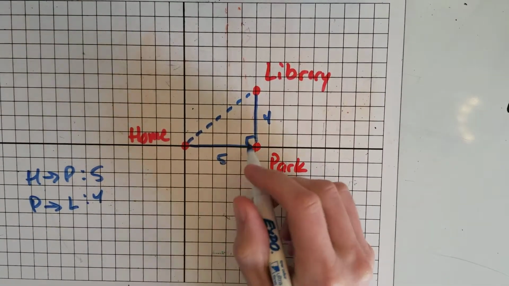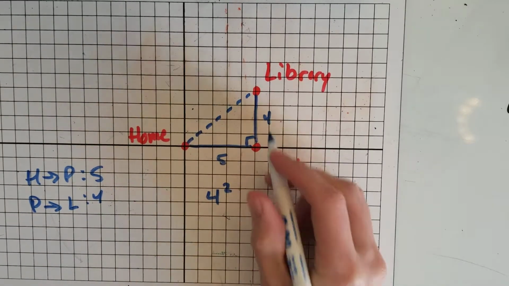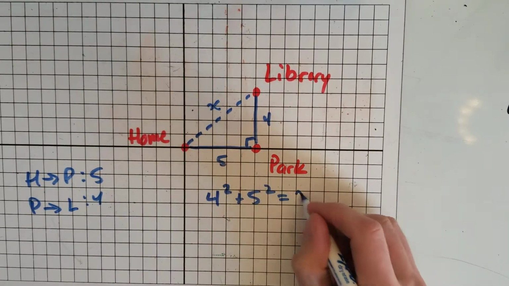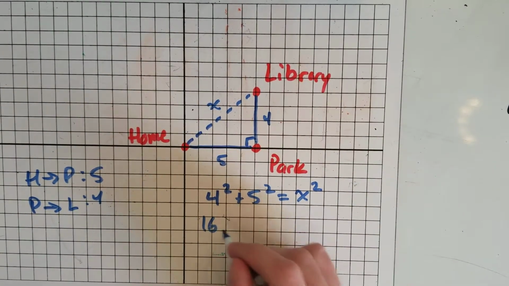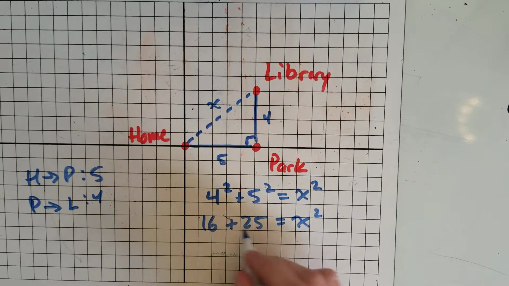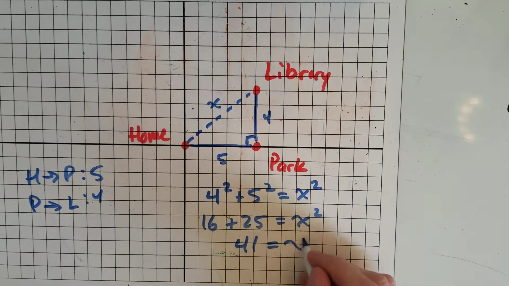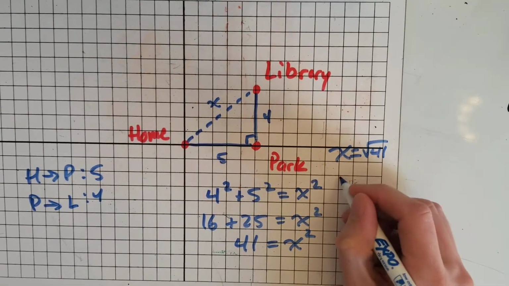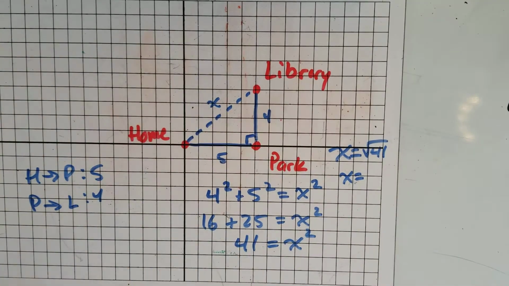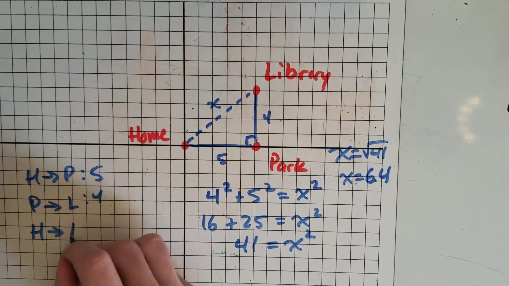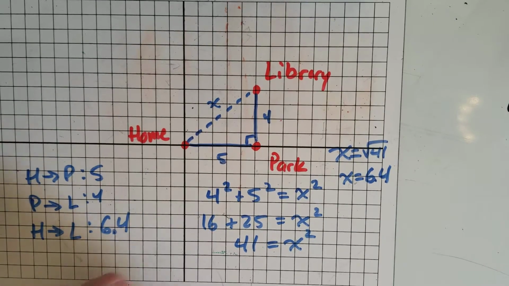So if we do the Pythagorean theorem, it would be 4 squared plus 5 squared equals, we'll call it x squared, which would be 16 plus 25, which would equal x squared. So we end up with 41 is x squared. So x should be the square root of 41. When you do the square root of 41, we'll round to the nearest tenth. We get 6.4. So from the home to the library is 6.4. That's the shortest distance.